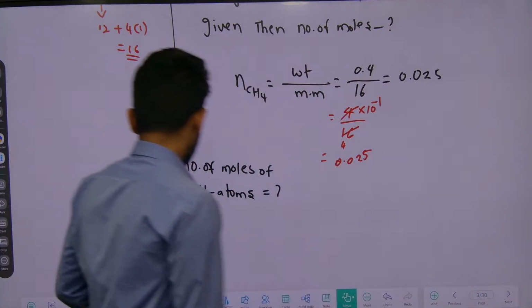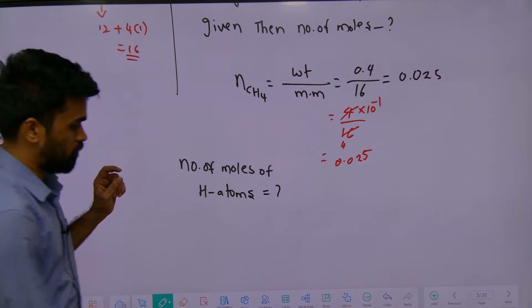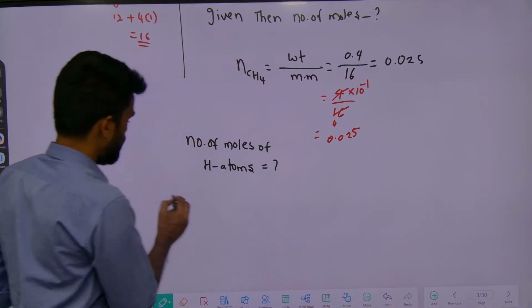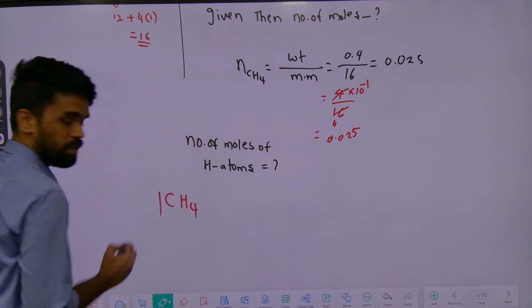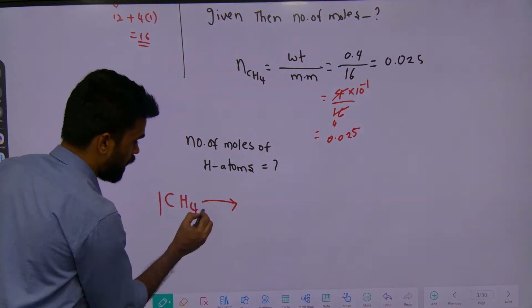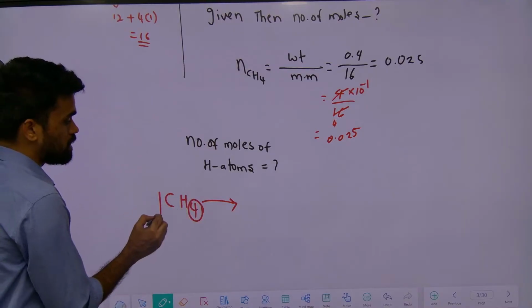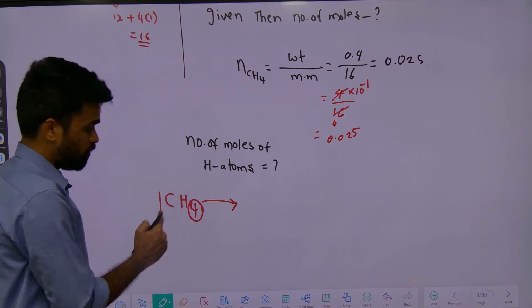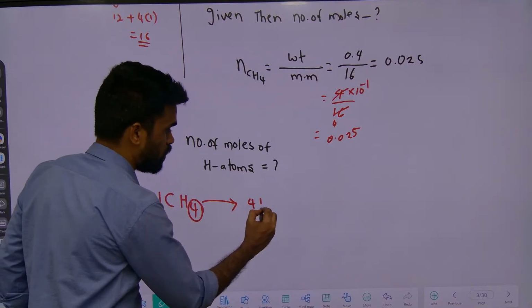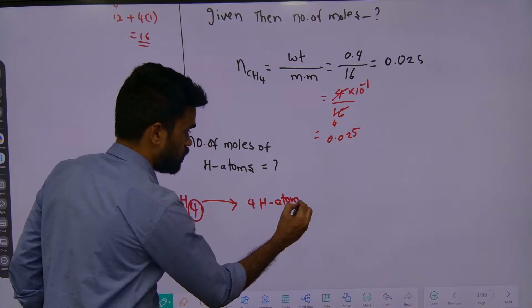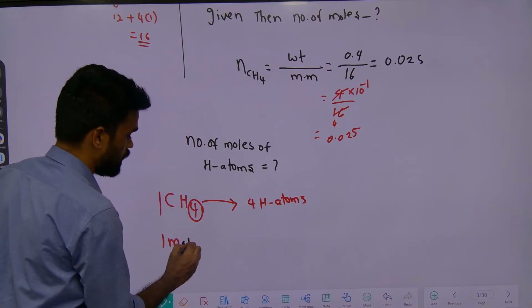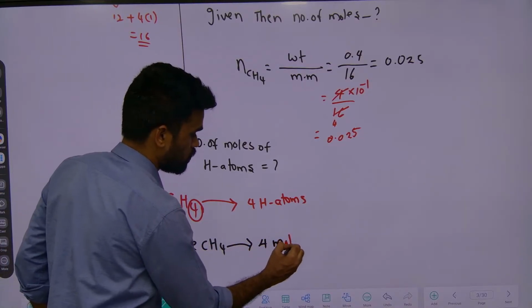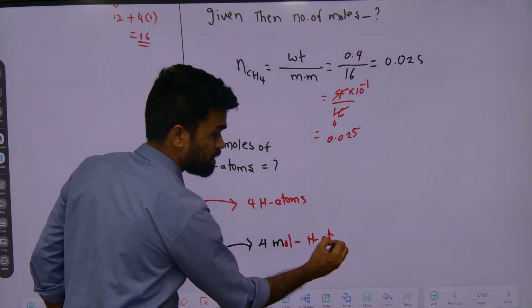So I will tell you this one. If you want, you can do the next question. So first of all, in one methane molecule, how many hydrogens are there? So it means 1 mole contains 4 moles of hydrogens. 1 molecule of methane contains 4 hydrogen atoms. Then 1 mole methane contains 4 moles of hydrogen atoms. Is this clear or not?